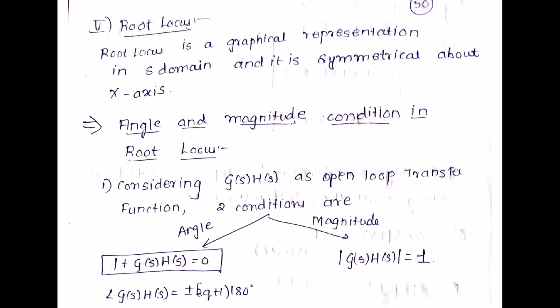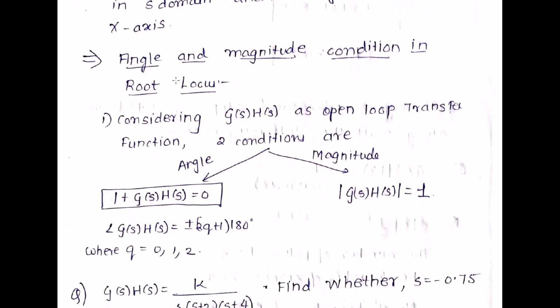So let's begin with root locus. What is root locus basically? Root locus is a graphical representation in the S domain and it is symmetrical about the x-axis. Basically we are going to describe, with the help of a graph, the open loop transfer function, that is G(s)H(s). I hope you know it by now. And it's going to be symmetrical about the x-axis. So when we do a numerical on it, you'll have a better understanding about it.